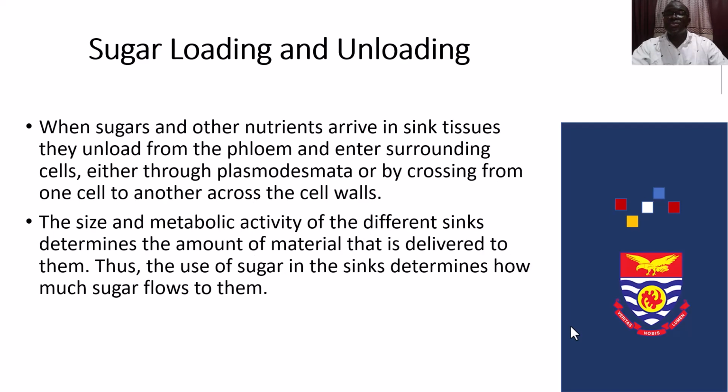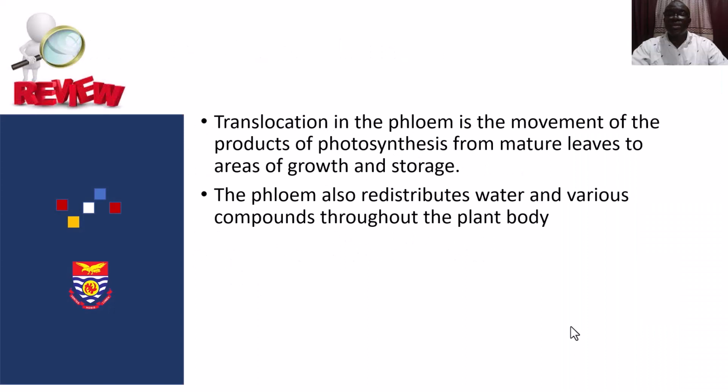When sugars and other nutrients arrive in sink tissues, they unload from the phloem and enter surrounding cells, either through plasmodesmata or by crossing from one cell to another across the cell walls. The size and metabolic activity of the different sinks determine the amount of material that is delivered to them. Thus, the use of sugar in the sinks determines how much sugar flows to them. So in review, translocation in the phloem is the movement of the products of photosynthesis from mature leaves to areas of growth and storage. The phloem also redistributes water and various compounds throughout the plant body.